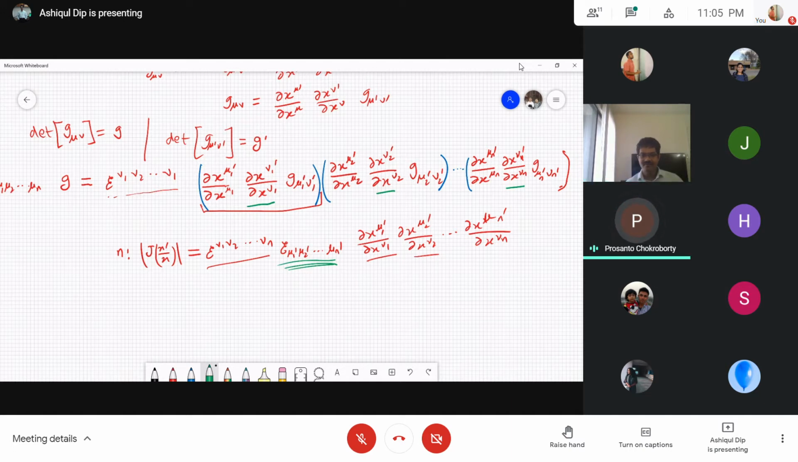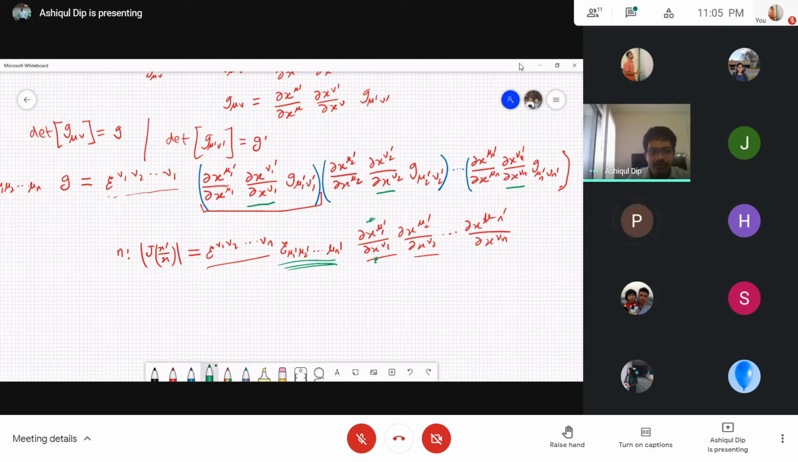mu1 prime and nu1 prime, these are dummy indices. So that's why they are the same. Yes. So we only care whether they are primed or not. Okay. They are appropriately primed. We want the primed coordinate differentiated with respect to the unprimed. That's what we have already.